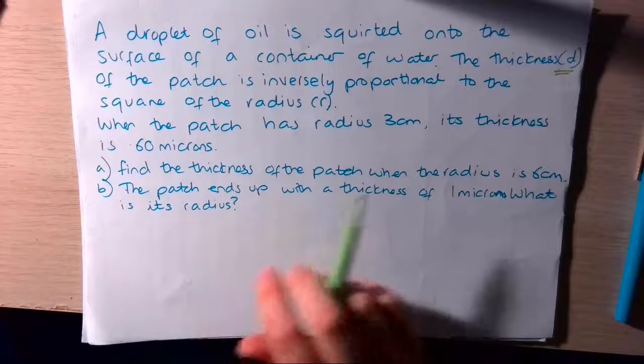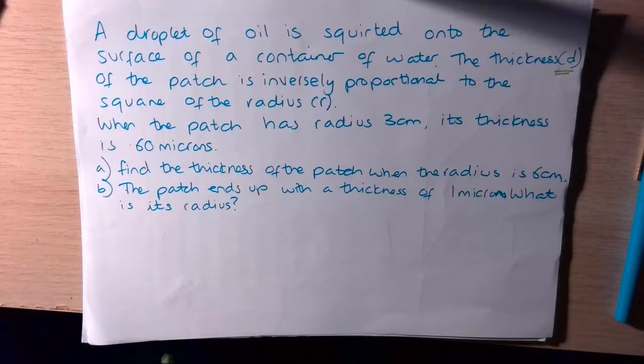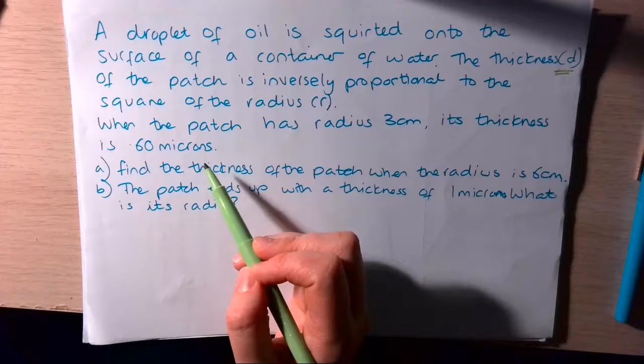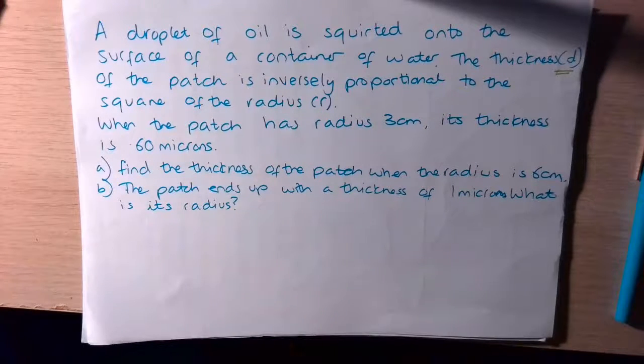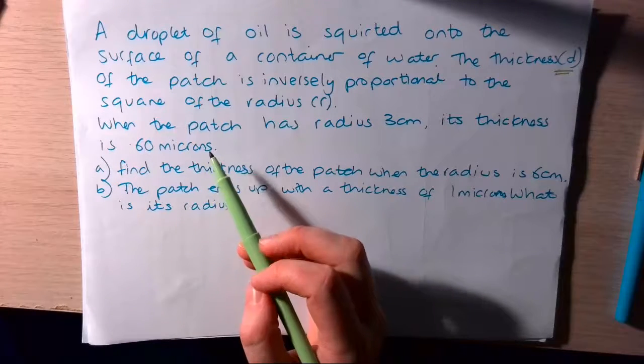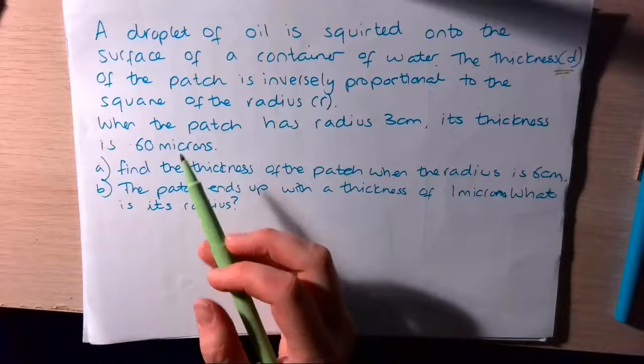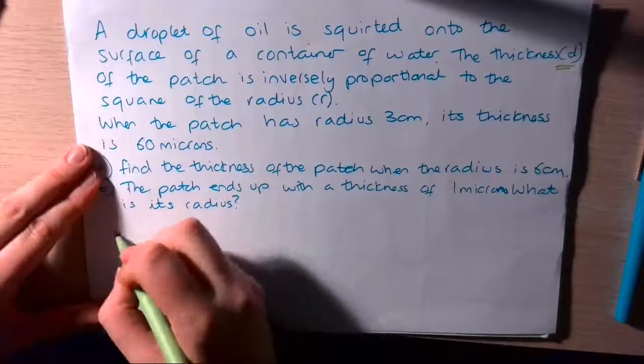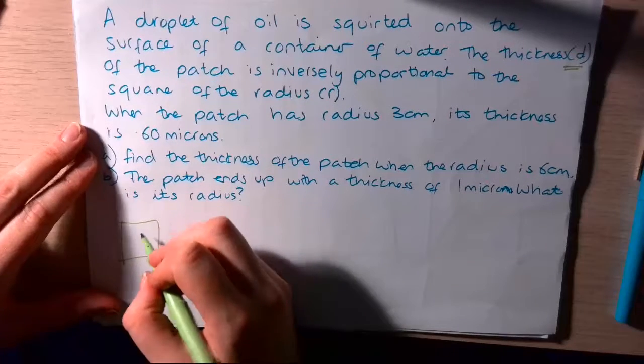When the patch has radius 3 centimetres, its thickness is 60 microns. Don't get too worried if you're not sure what a micron is. They use it to measure thickness on quite small things. So if we picture this, we've got maybe a container of water here. A little sketch might help.